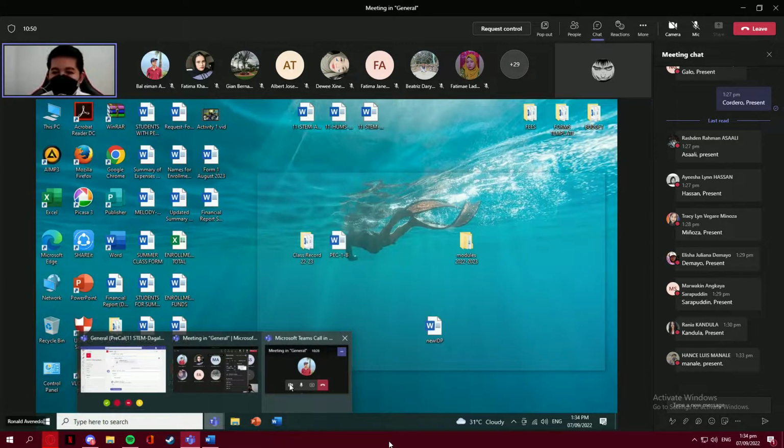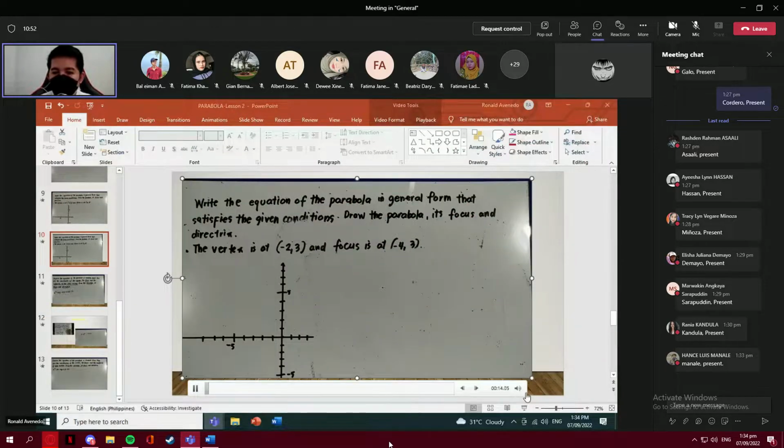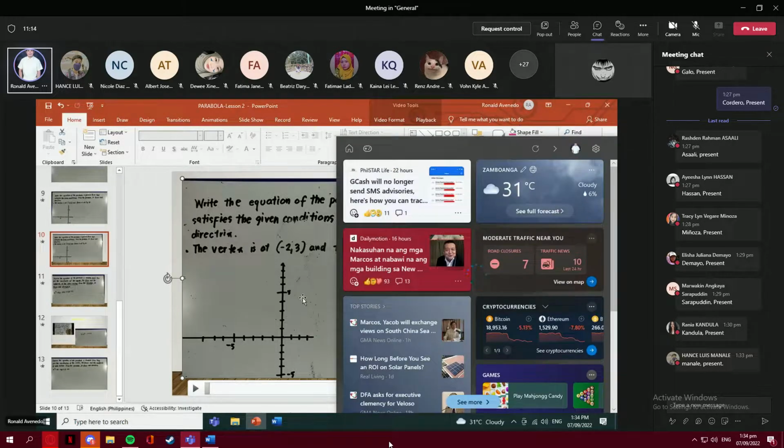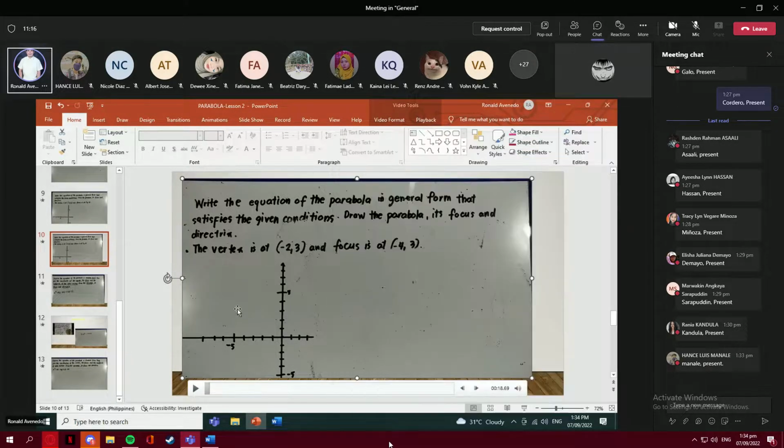So the same problem, write the equation of the parabola in general form that satisfies the given... Again? What is that? Is it only black that you see? Only black, sir. Maybe it's our connection, because some of you can see it.